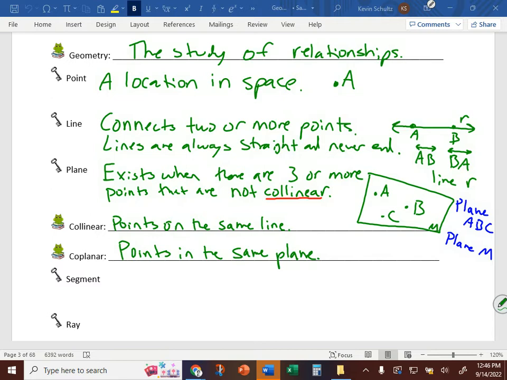Aiden. Why does collinear have 2 L's? There are 2 L's. I did not invent spelling. I don't know. I have no idea. It just does. Okay? Questions so far?